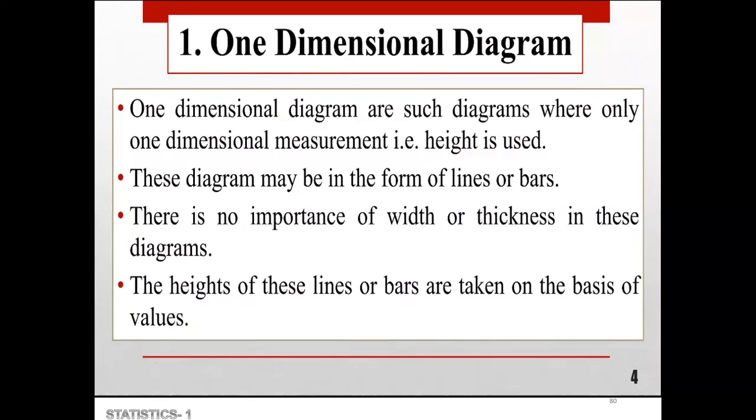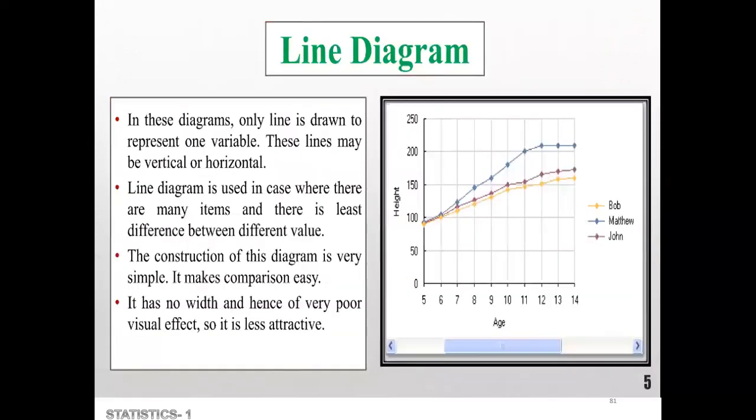These diagrams may be in the form of lines or bars. There is no importance of the width or thickness in these diagrams. The height of these lines or bars used for drawing the diagram is taken on the basis of the values. That means bigger values are going to have bigger lines or bigger bars. Smaller values are going to have smaller lines and smaller bars. For example, here the heights of three individuals, Bob, Matthew, and John, are plotted by using a line diagram. On the x-axis the names are taken and on the y-axis height is represented. Since here we take one measurement, the height, it is called a one-dimensional diagram.